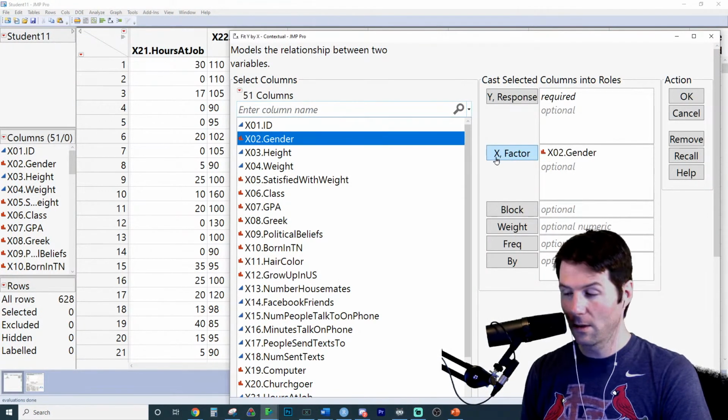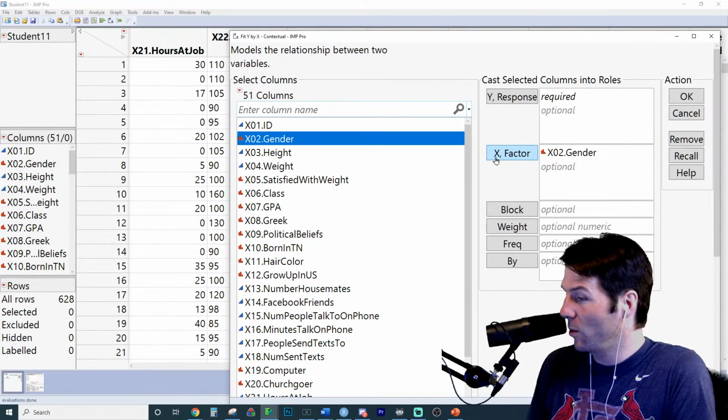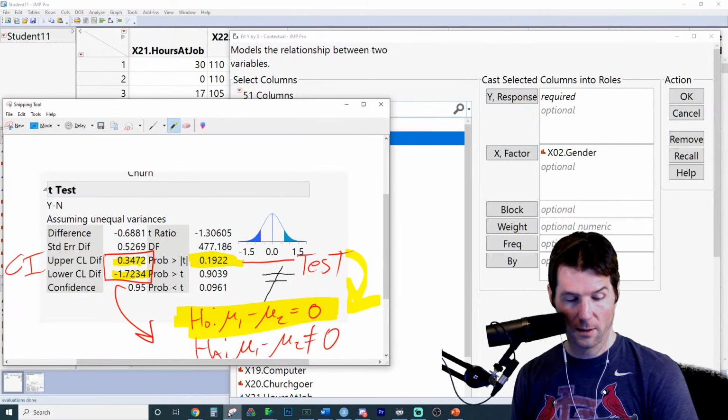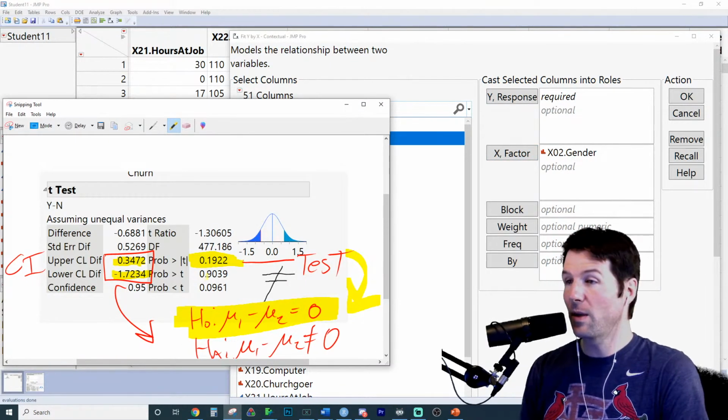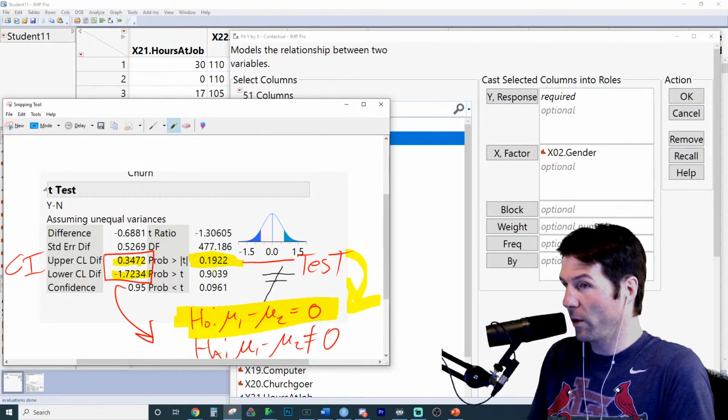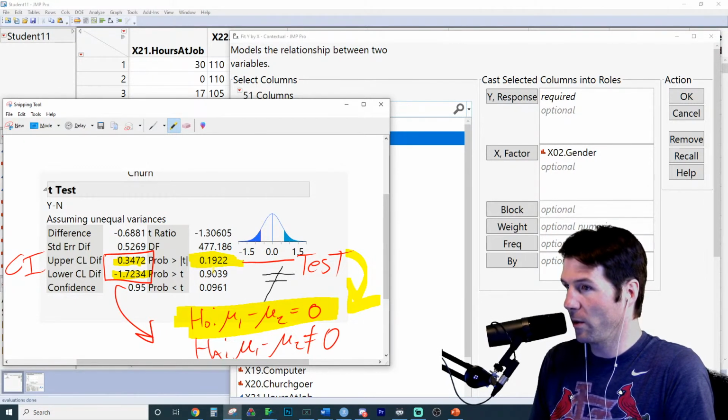Let's go right here. What are you supposed to do about the 0.19? Where was the 0.19 at? Let me see here. 0.19. Oh, that's the p-value. Since the p-value is above 0.05, we fail to reject the null at the 0.05.